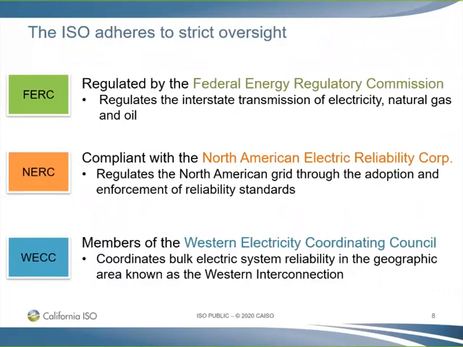As an ISO and BA, we must adhere to strict oversight from key agencies, which include FERC, NERC, and WECC. The Federal Energy Regulatory Commission, or FERC, is the independent U.S. federal entity that is the regulator of our market and, as such, has jurisdiction over interstate electricity sales, wholesale electric rates, natural gas and oil pipeline rates, reliability standards for the bulk power system, etc. FERC reviews the ISO's market rules and transmission rates to ensure they are just and reasonable and do not create undue preferences or discrimination under the Federal Power Act.